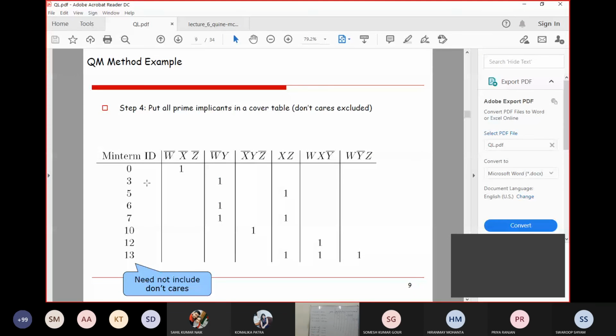Then afterwards you can just see. I kept it the other way around. I kept terms this side, I kept min terms here. So what are the essential prime implicants? See here, are you able to see?